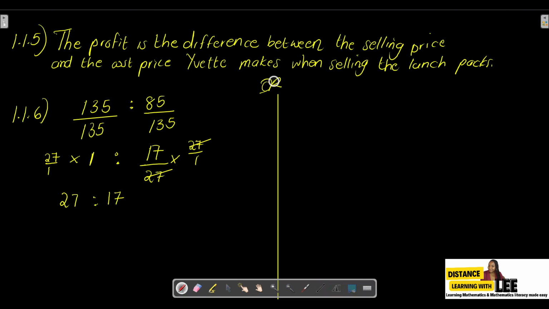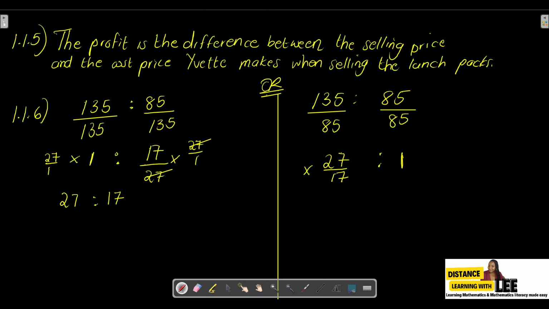Alternatively, you can also do this question like this: if you got 135 is to 85, you can divide this side by 85, and you also divide this side. What you do on the right hand side, you need to do on the left hand side by 85. You'll get 1:something. 135 divided by 85 gives you 27 over 17. And then we still have that problem there. We've got that fraction situation going on there. We do not want that.